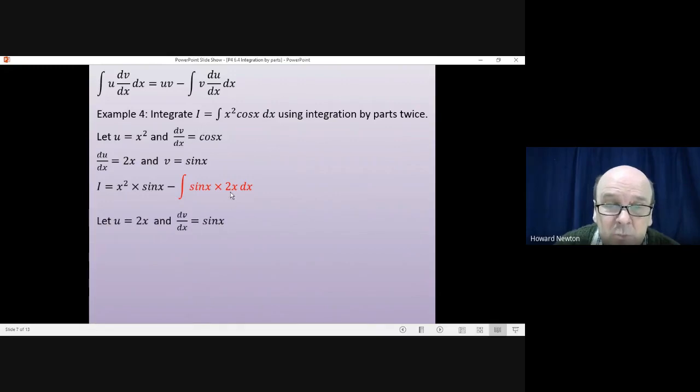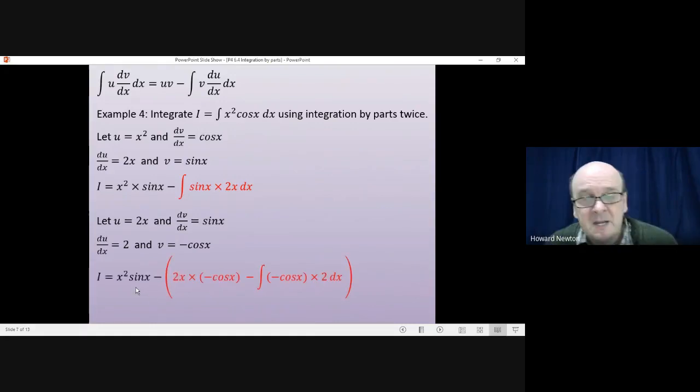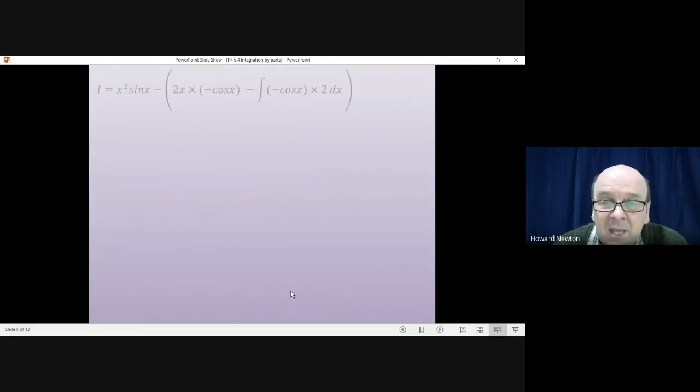So what we'll do is we'll let u equal 2x in this integral and dv by dx equals sine x. That means du by dx is 2. Integrating that gives us v equals minus cos x. Substituting all 4 things into the formula just for this integral here gives me x squared sine x minus, and then this becomes 2x times minus cos x minus the integral of minus cos x times by 2. Now, we just have a constant times by cos x here. That means we have an integral that we can find. So that's where we got so far.